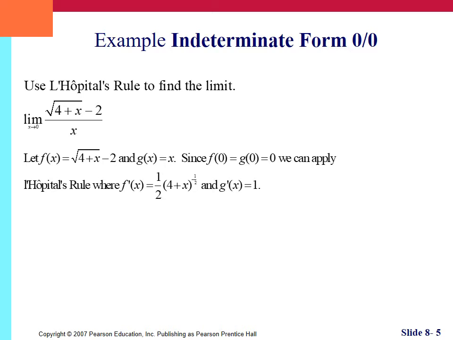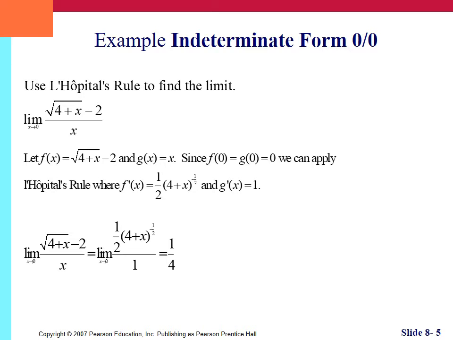To do that, we have to differentiate both the numerator function and the denominator function. If we differentiate the numerator function, it gives us half times 4 plus x to the power of minus half, and g prime of x is equal to 1 for the denominator function. Now we have to find the limit of these newly differentiated functions as x approaches 0. The derivative of the numerator function is half times 4 plus x to the power of minus half. The derivative of the denominator function is 1.